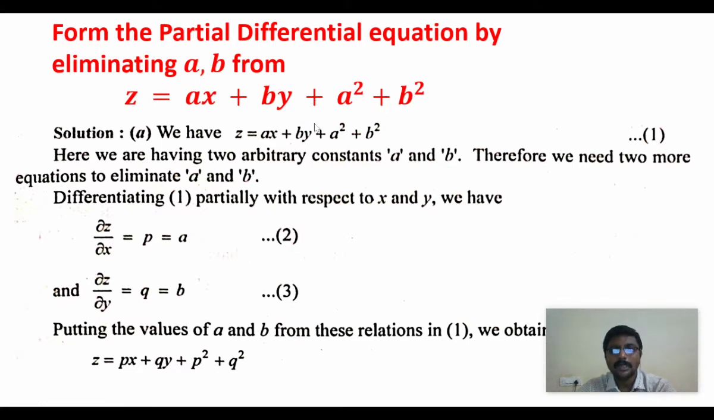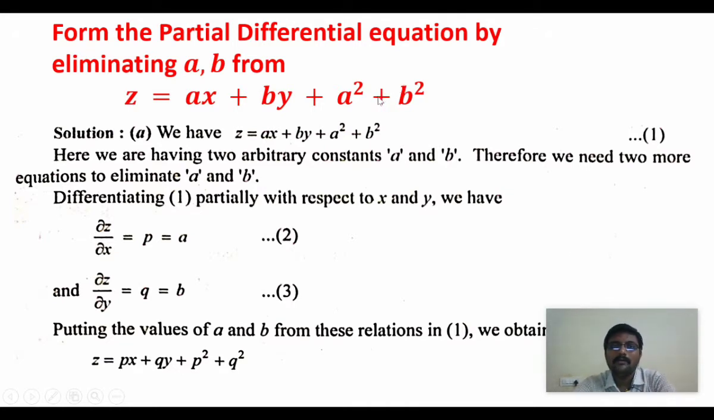For this we have to differentiate partially with respect to x and with respect to y respectively. Differentiating z partially with respect to x, we get dou z by dou x, which is nothing but p, because our notation is p is dou z by dou x. The derivative of ax is a, by is 0, a square is 0, b square is 0. Let it be equation number 2. Then differentiating z partially with respect to y, ax derivative 0, by derivative b, a square derivative 0, b square derivative 0, because a square and b square are constants.